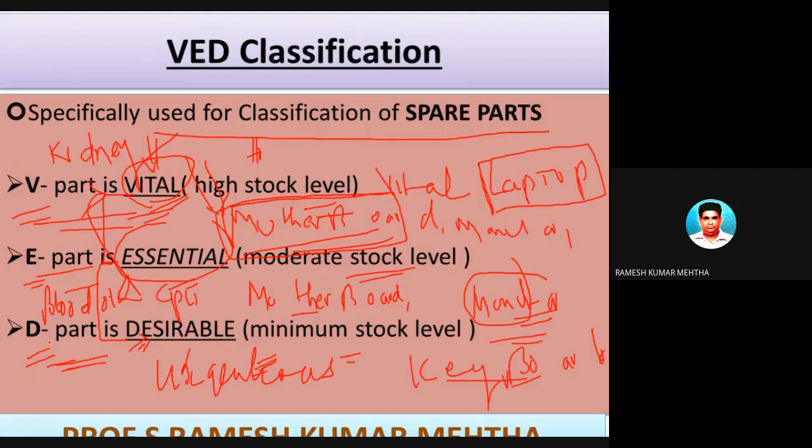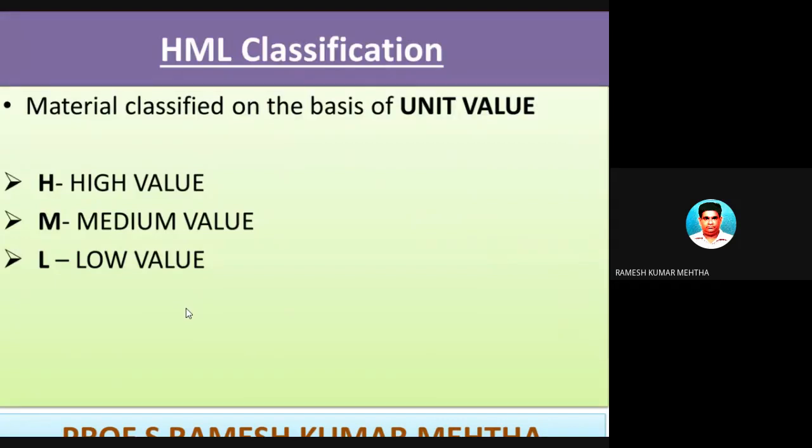Next one is HML classification of inventory. Now, what do you mean by HML classification of inventory? HML classification of inventory is nothing but high value, medium value, and low value. Now, these goods are of high value, these goods can be classified as medium value, and these goods can be classified as low value.